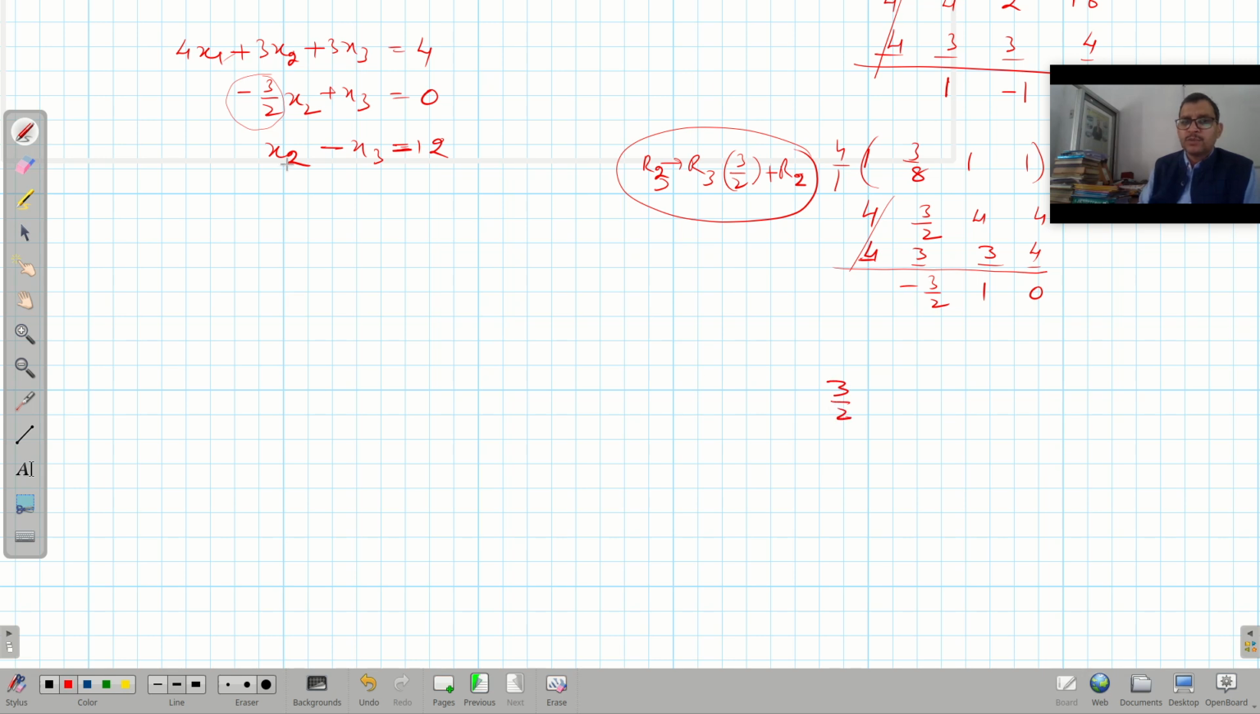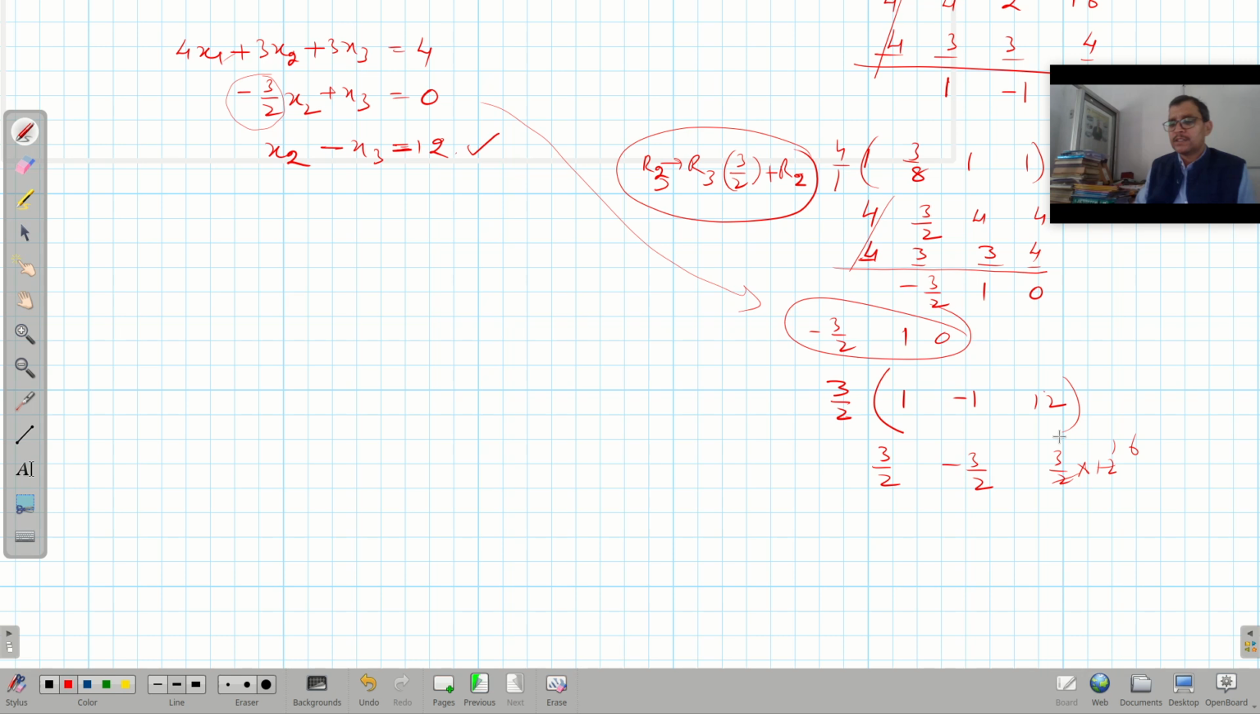It is basically 3/2 multiplied with this 1, minus 1, and I'm just looking at this part. It is 12, and its coefficients will be minus 3/2, 1 and 0. These are the coefficients corresponding to this part. So how will this become? 3/2 minus 3/2, and 3/2 into 12, it will become 18.